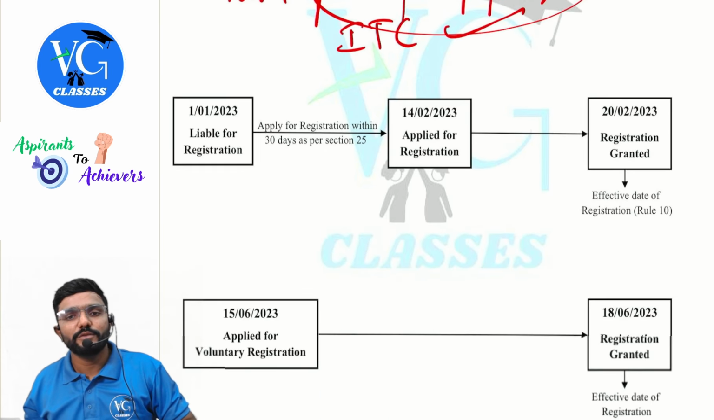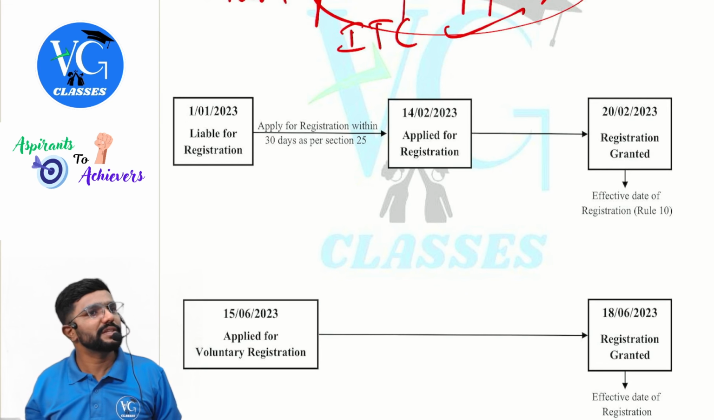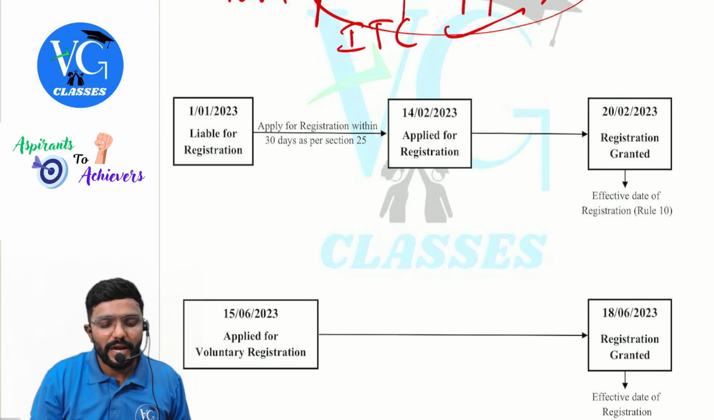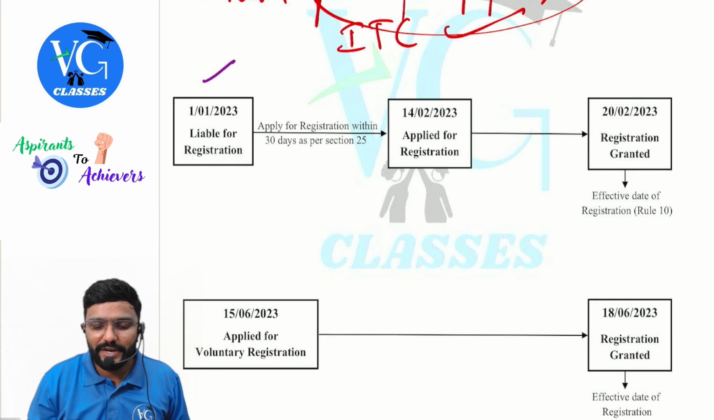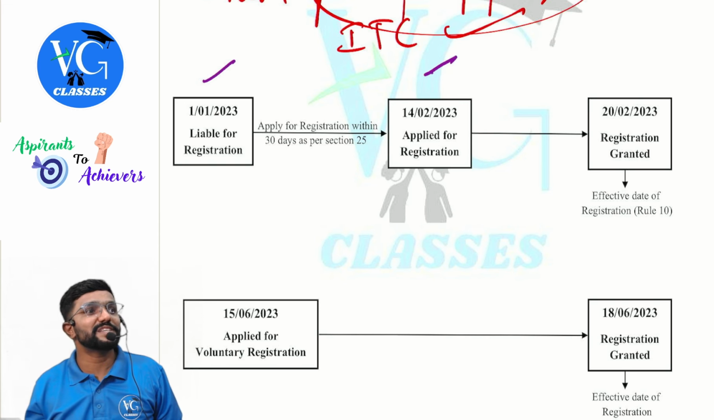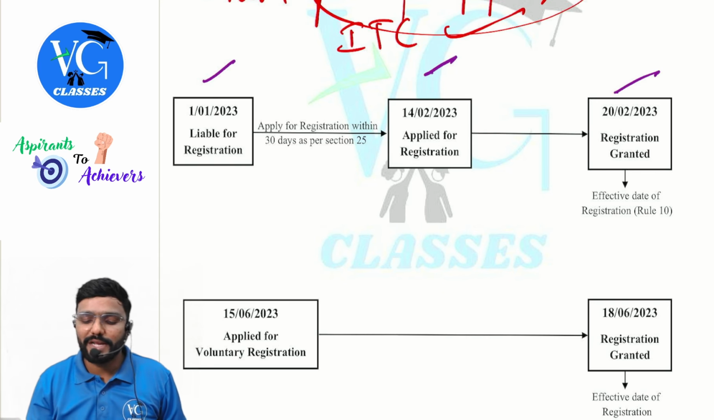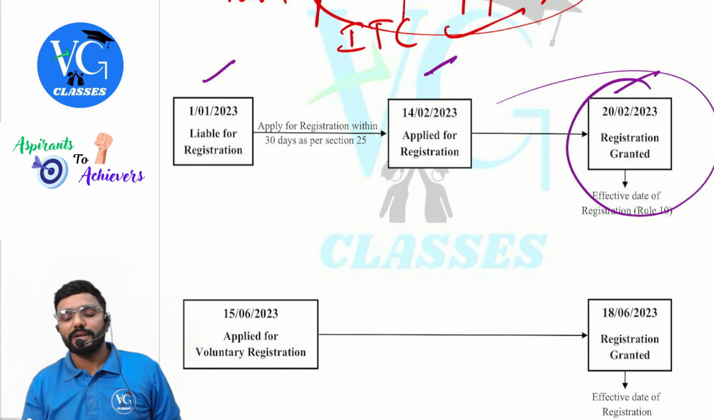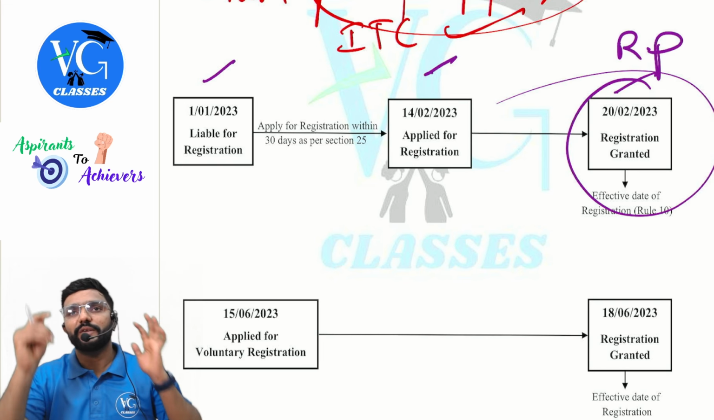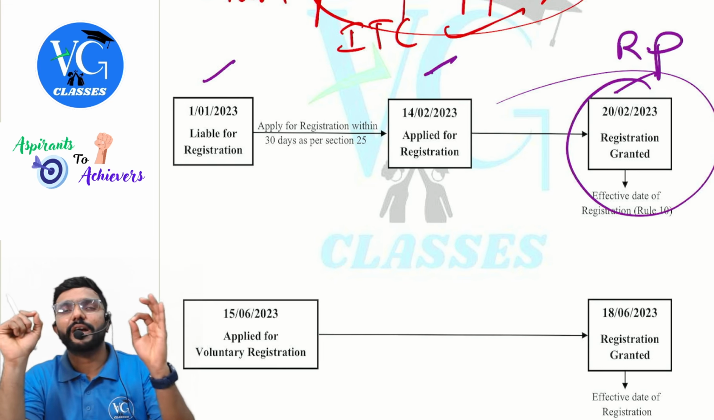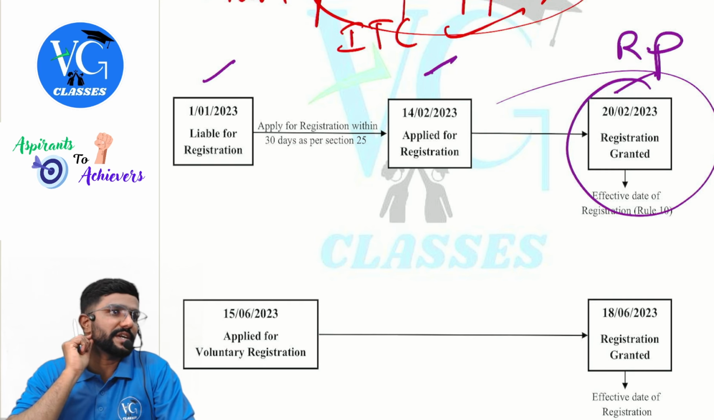Now you may ask me, sir, what if I apply after 30 days? Will they grant registration? Yes, they will grant the registration. You see, I am liable on 1st January. I applied on 14th February, after 30 days. Registration is granted on 20th February. I am called a registered person from what date? 20th February, the date on which I got the registration certificate.